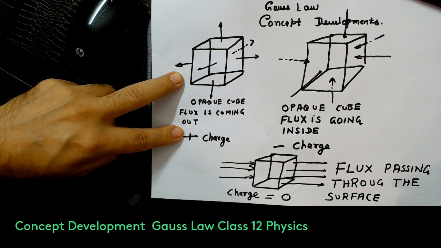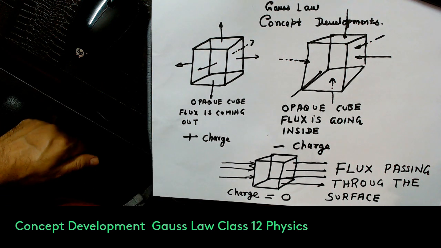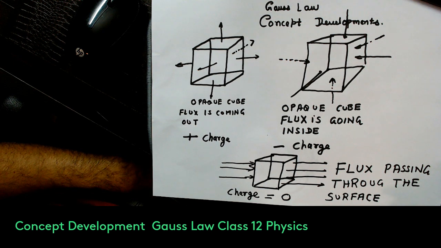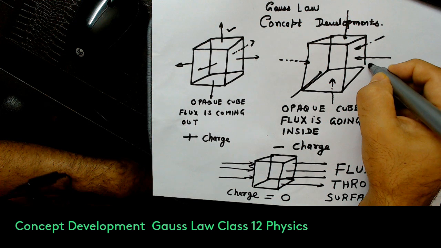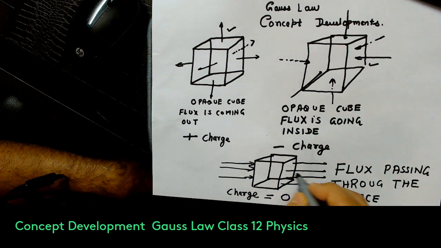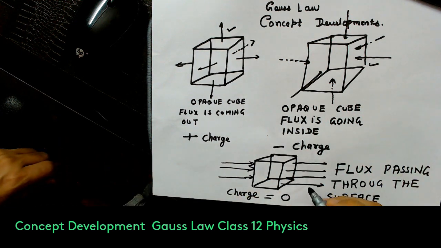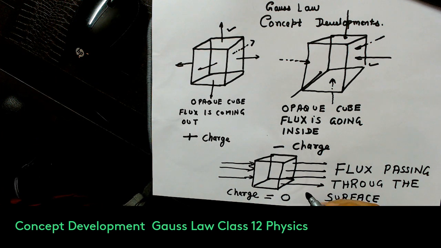And this concept will be used very, very often in your numericals. The shape can become a cylinder, the shape can become a sphere, but the concept of flux moving out of the box or the sphere, moving inside, or passing through holds true for all the shapes.